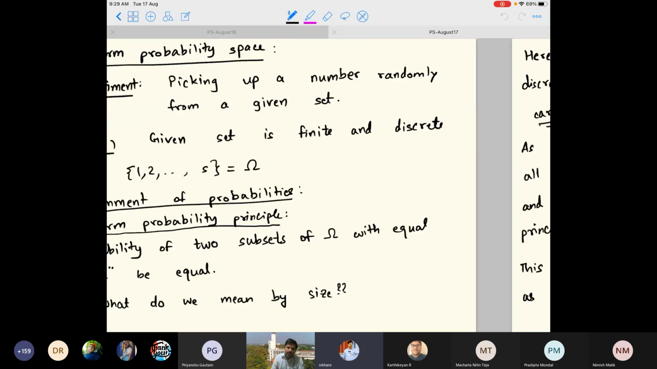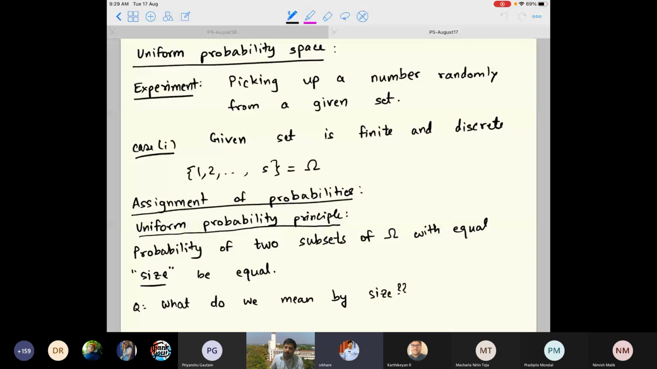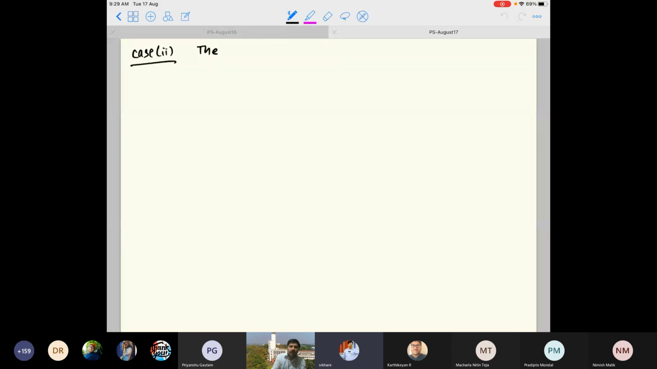So remember, what was the experiment? The experiment was picking a random number from the given set, and the case was that a number is to be selected randomly from a finite discrete set where omega is equal to 1, 2, 3, 4 up to s, right? So now I'll say for case 2, the given set omega from which you are choosing the random number is finite. You see I am using these words: is finite and an interval of R.